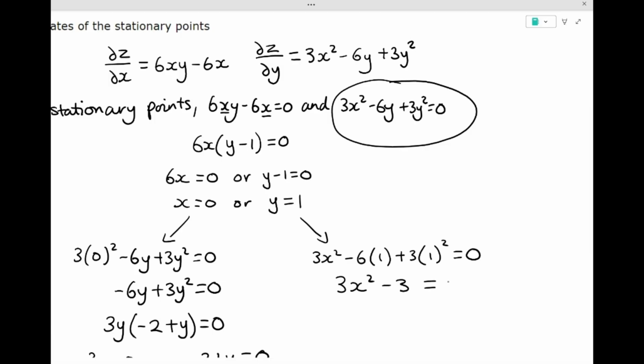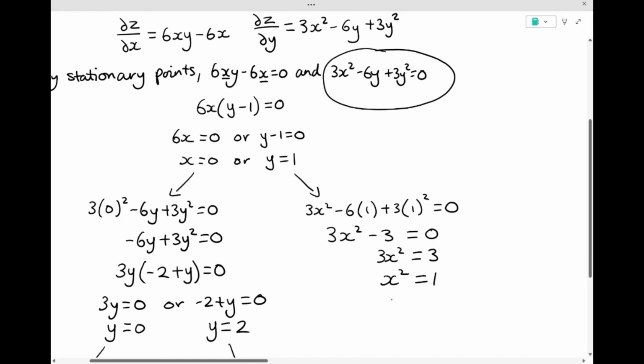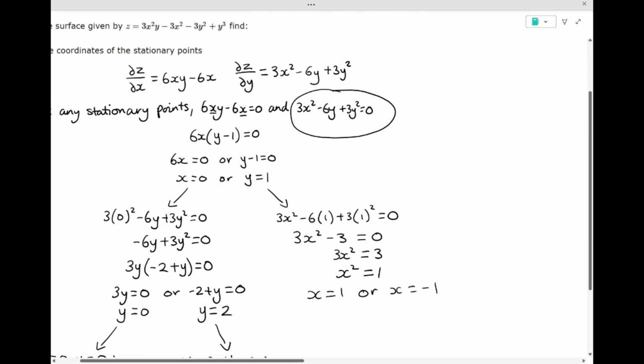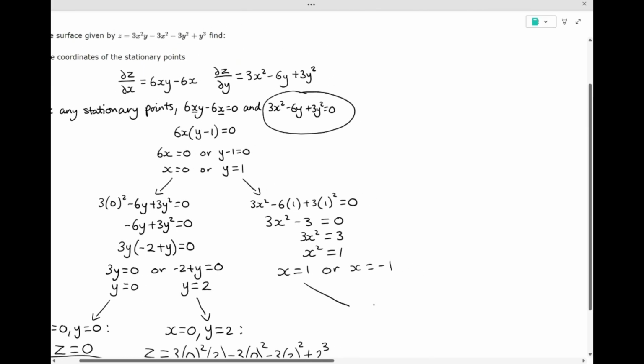Now we got a quadratic, however we can solve this one by rearranging. If we add 3 to both sides, we get 3x squared is equal to 3. Then divide by 3 to get x squared is equal to 1. And then finally we're going to square root. So we're going to end up with two solutions. We're going to get x equals positive 1 or x is equal to negative 1. Okay, so what we now have to do is figure out z for each of those scenarios. So let's start with the x equals 1.